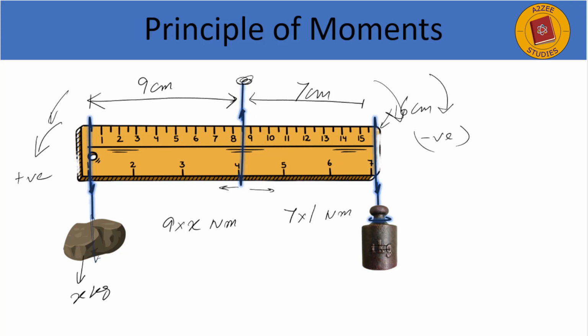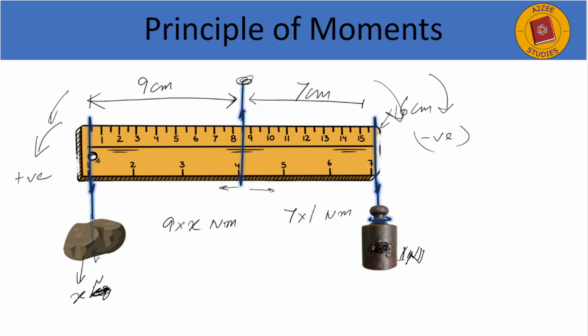Let's assume this to be 1 Newton force, and this to be not x kg, this to be x Newton, for the sake of simplicity, because we can convert it just by dividing or multiplying by 9.8, which is the acceleration. We are just studying moments here, the principle of moment. So for the sake of simplicity and ease of calculation, instead of going by kg, we directly go by the force. We take Newton, not kg.